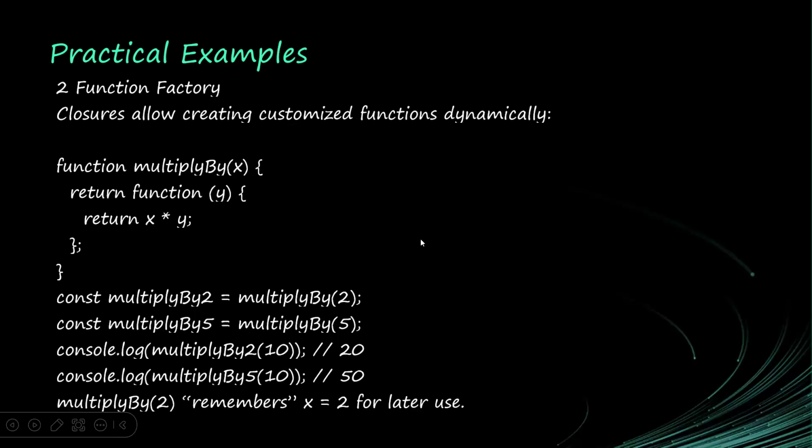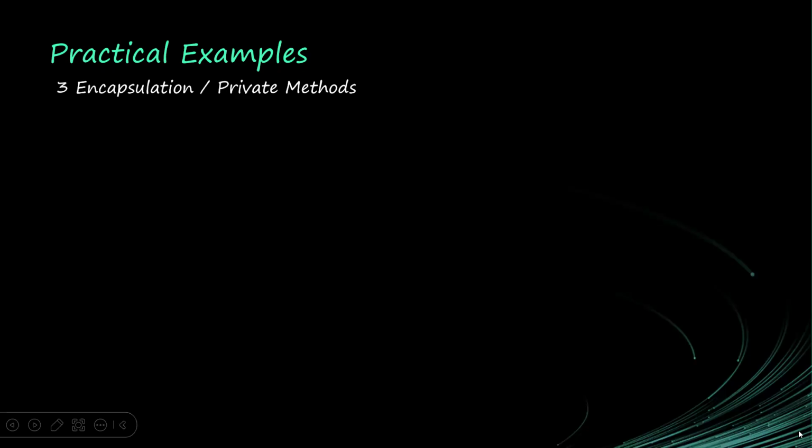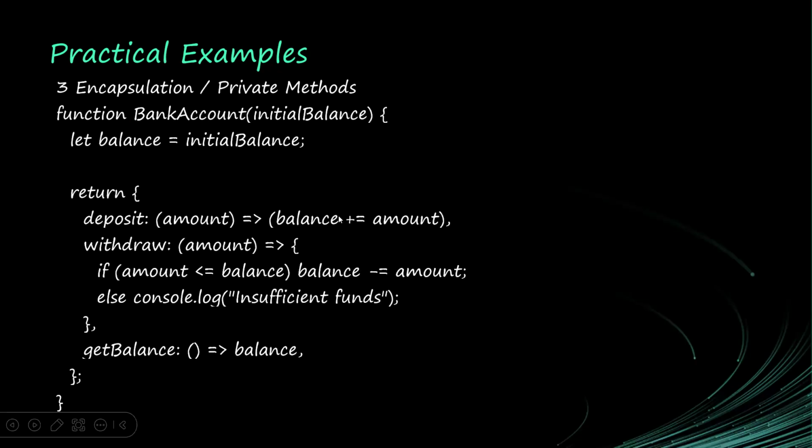So another example we could also have is encapsulation and private method. I told you one of the use cases of closure is privacy, data privacy. So look at this function. This function is called the bank account and it takes an initial balance. At the end of the day, this function is returning an object. It's no longer returning a function, it's returning an object. If you take a look at the object it's returning here, you can see that we have this deposit and this withdraw. Both of them, even get balance, are functions.